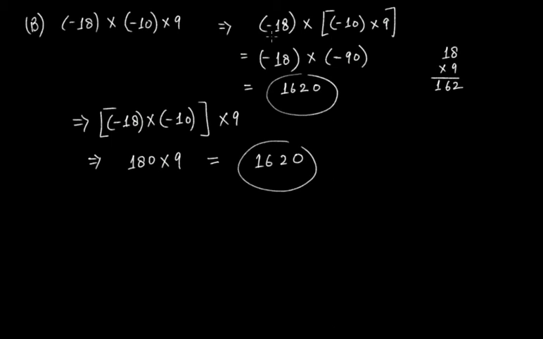In the first step, we grouped together 10 and 9, and in the second step we grouped together 18 and 10. Okay, so that was the basic difference there, and both are giving the same answer. Which one is quicker? Both these two take almost the same amount of time.